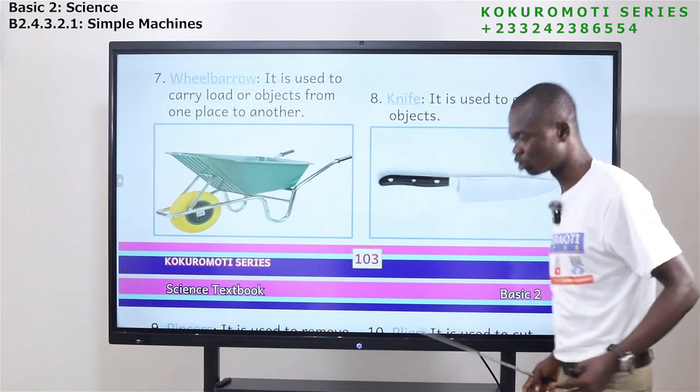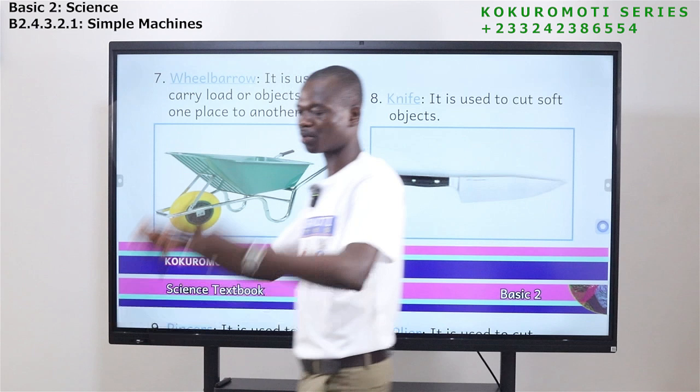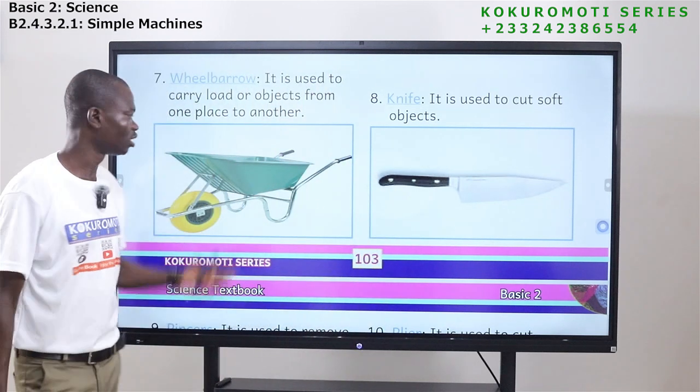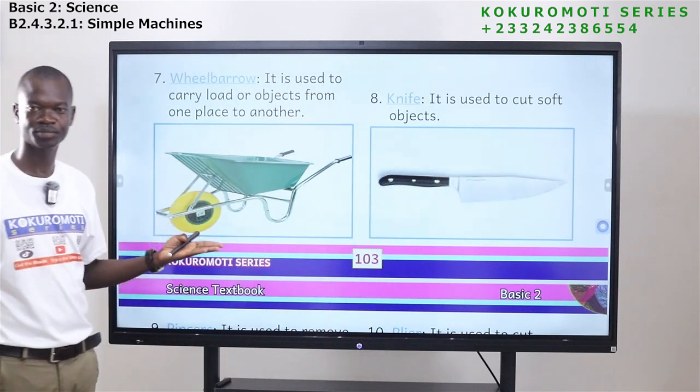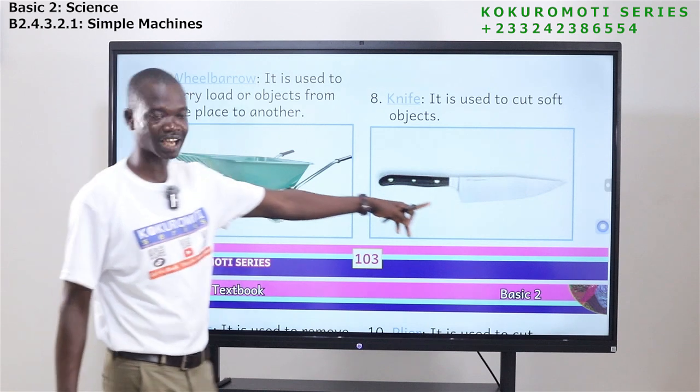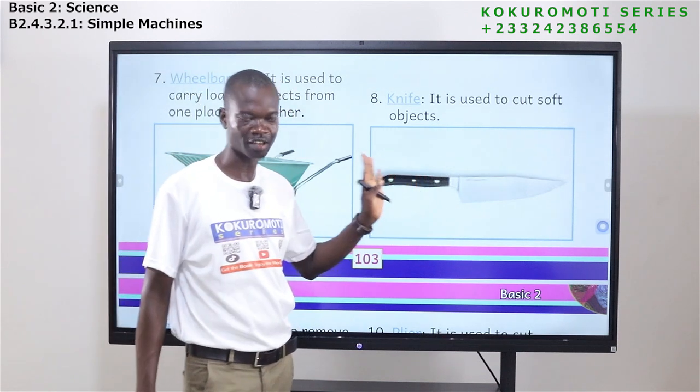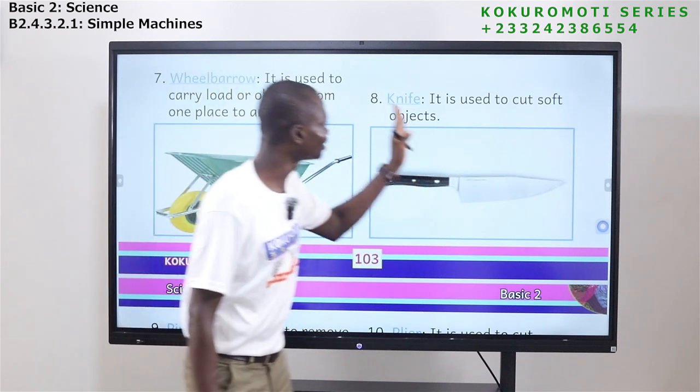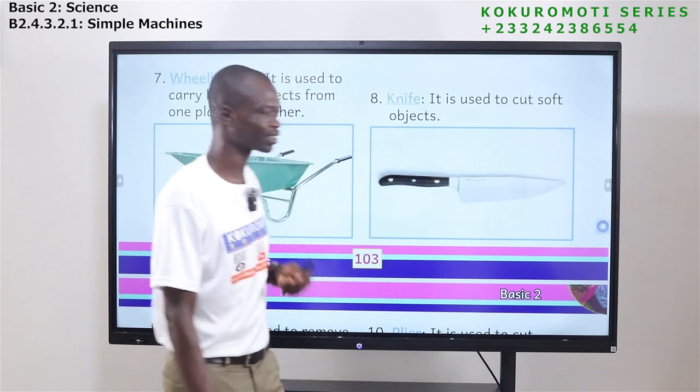If you have a load and you want to carry it from one point to another point, it's a wheelbarrow that you use. Or do you use a knife to carry it? No, you don't use a knife to carry things. But you use a knife to cut soft objects.